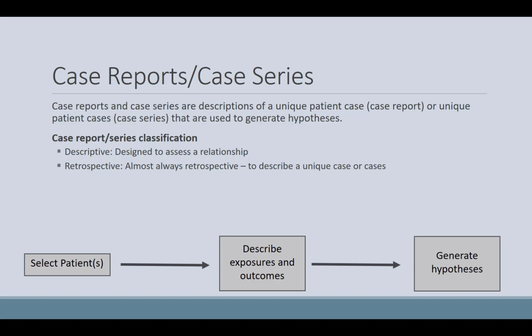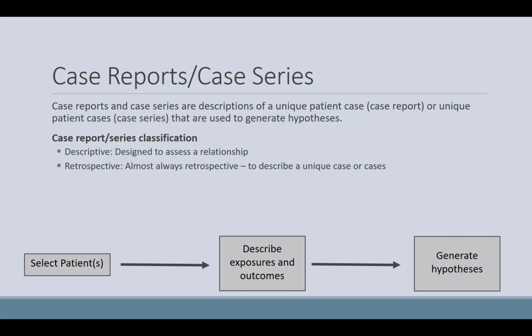Case reports and case series are classified as descriptive studies. So we're just describing what happened to a particular patient at a particular time, and they're usually retrospective. We're almost always describing a unique thing that happened recently. However, they can be prospective in very rare cases, such as when a medication is not yet approved but can be used in an emergent situation.